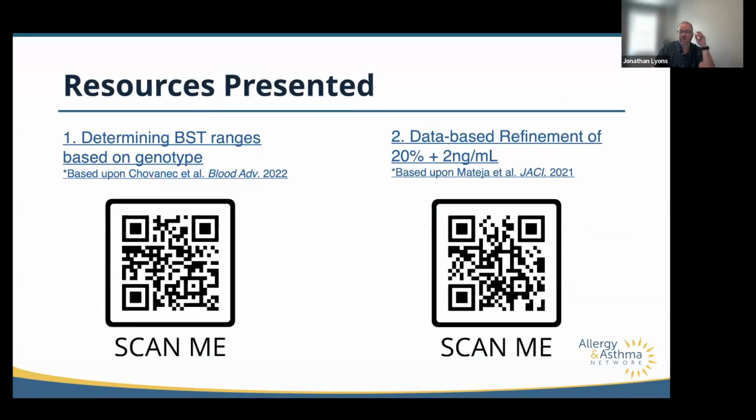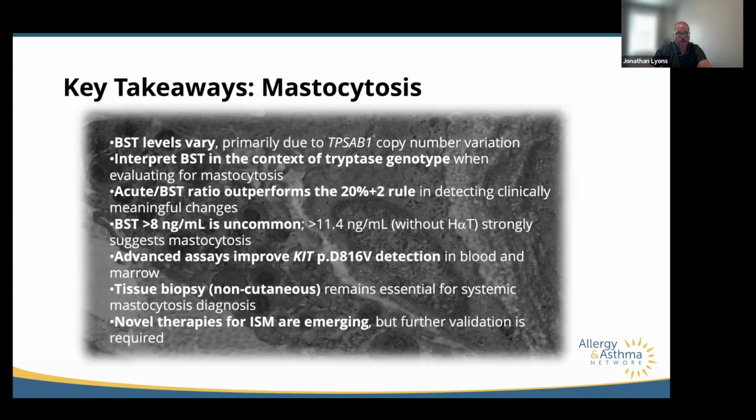So these are QR codes to those two tools on the NIH website. One's called BST Calculator and one's called Tryptase Calculator. So either one you can find if you just Google them as well. But hopefully these would be helpful to you in practice, or if you just want to learn about yourself and you have tryptase levels, you can play with these a little bit.